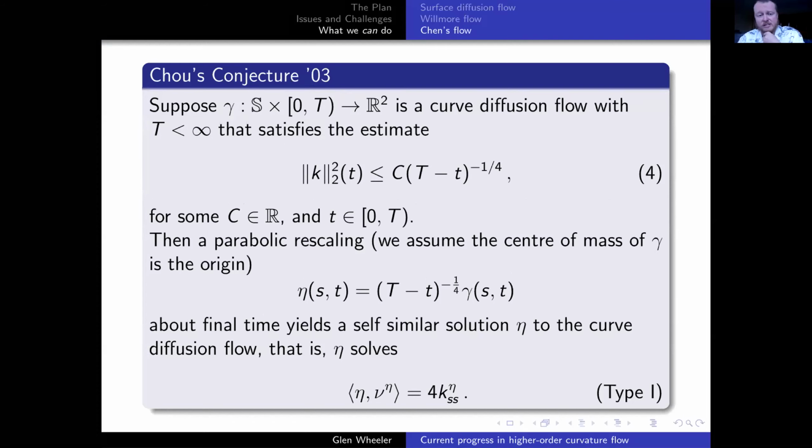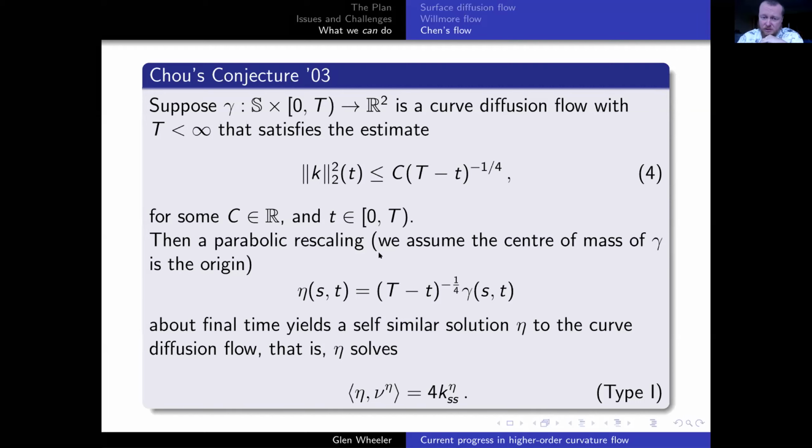And essentially it says that if you have a certain growth rate on the L2 norm of the curvature, then a parabolic rescaling should be self-similar. And this is not known to be true or false. We don't know. This is what happens for mean curvature flow. It would be a very natural thing to conjecture.